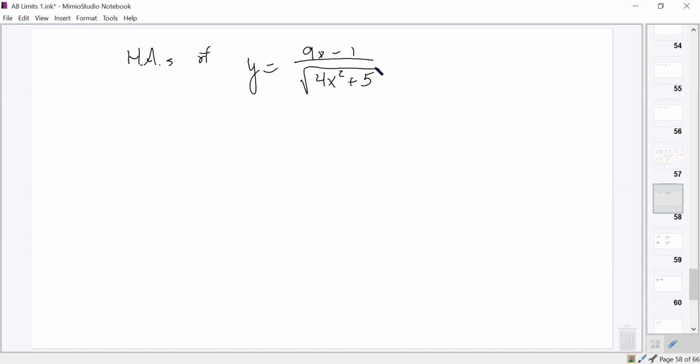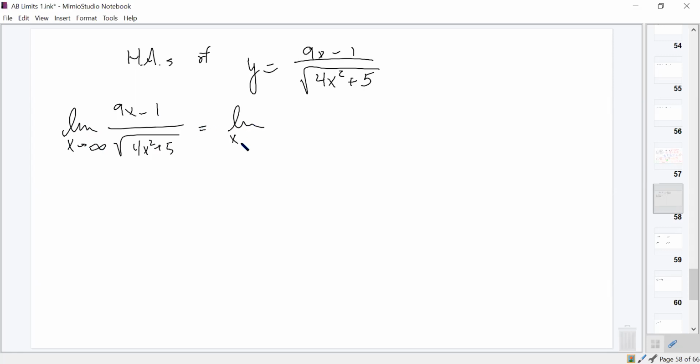Everybody good with that? So, as x goes towards infinity, that should be our horizontal asymptote to the right. And I'll write the whole thing out first, 9x minus 1 over root 4x squared plus 5. What pieces of that become very insignificant? The minus 1 and the plus 5 under the square root. Right. Yeah, then the minus 1 and then that 5 become insignificant as x gets very, very large.